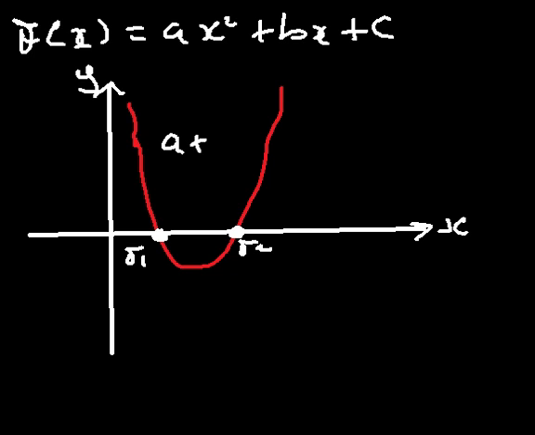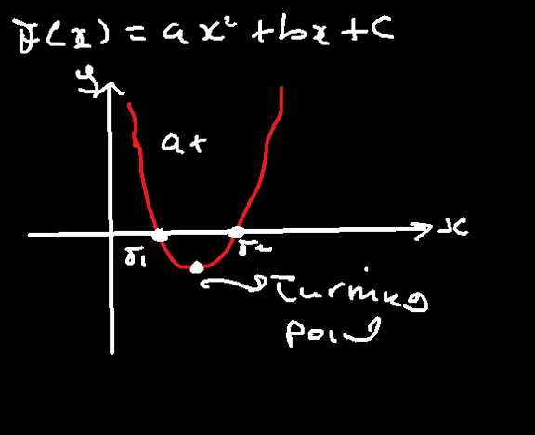And the point at which the graph is turning is said to be a turning point. So this is a turning point. But since the graph is concave upwards, the turning point is said to be the minimum point. So that's the minimum point.